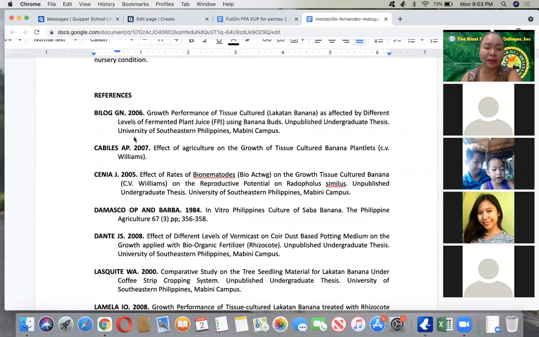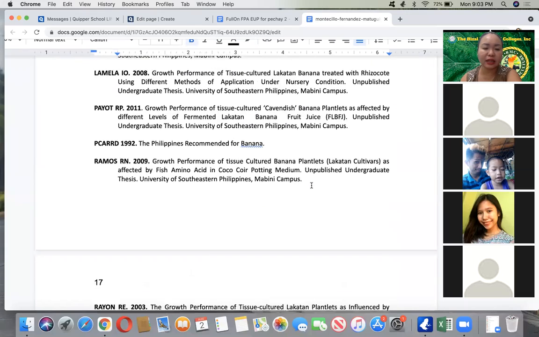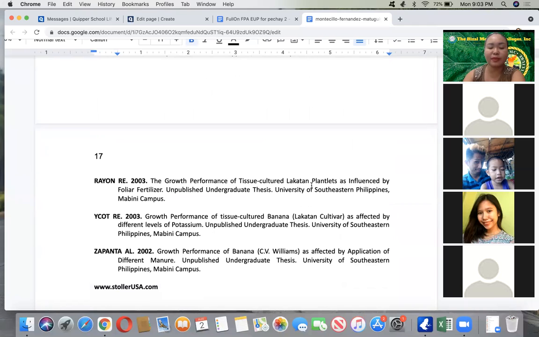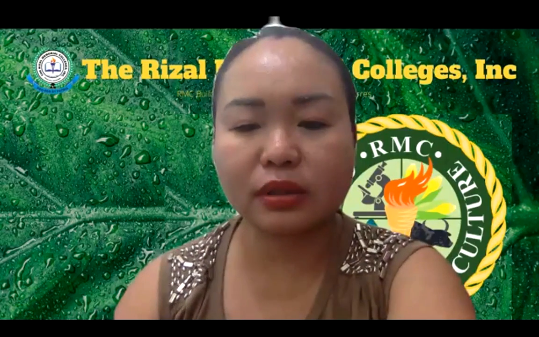This one has a different format. As you can see here, it no longer has parentheses and it is all capitalized. So your format needs to be consistent from the beginning to the end. So this is also, sorry, next.